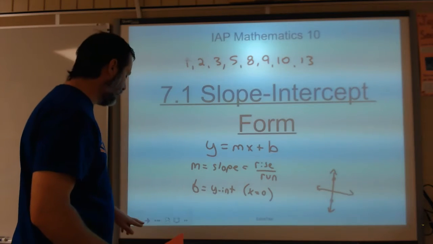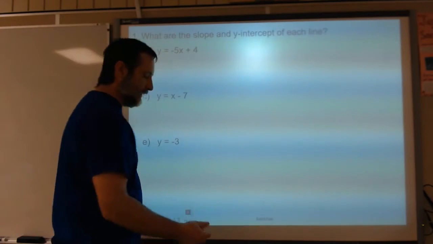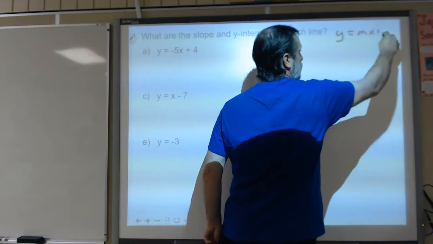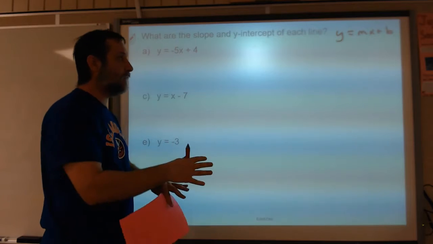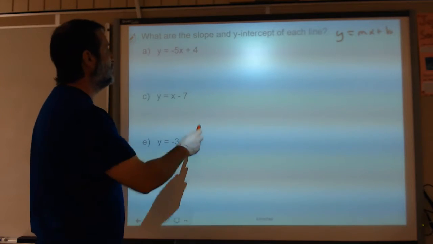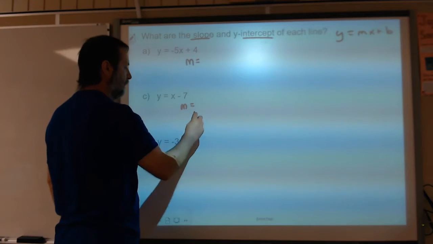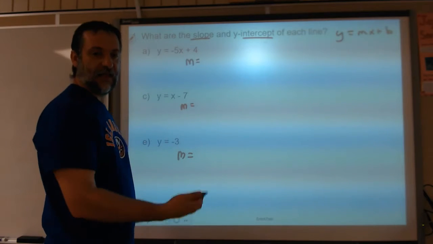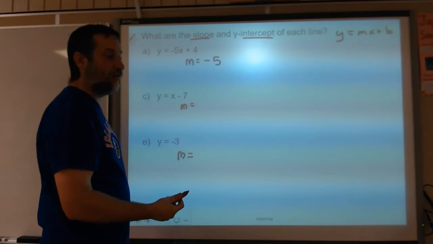So 1, 2, 3. 1 is very straightforward. It's just understanding, of course, again, I'll put it down. We are in y equals mx plus b format. M is slope, b is y-intercept, and they're asking for the slope and y-intercept of each line. What is the m value of each line? Of course, the slope is the one that's attached to the x value. So negative 5x, my slope is just negative 5.